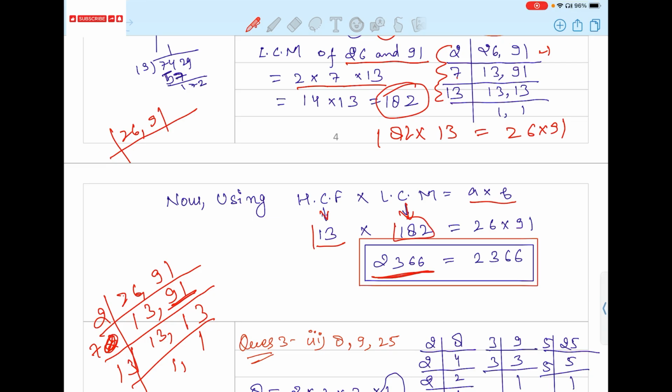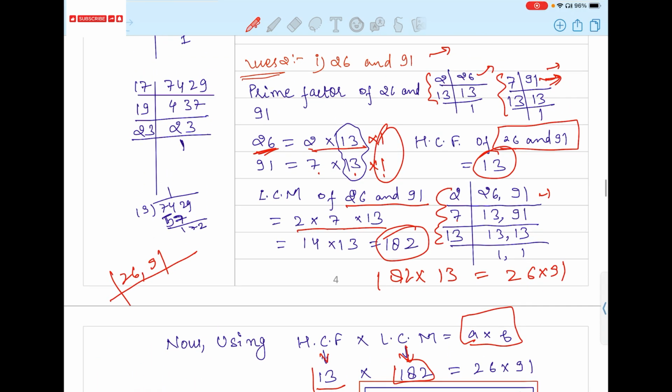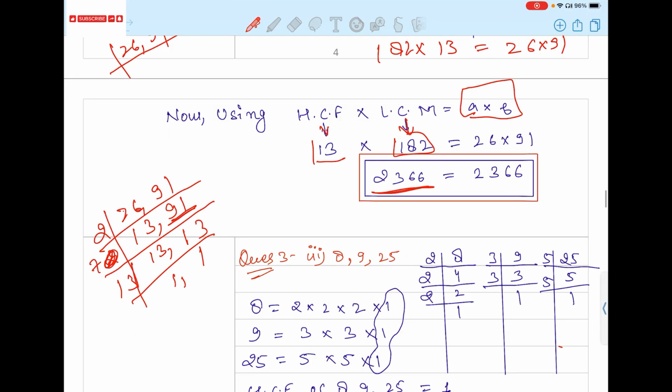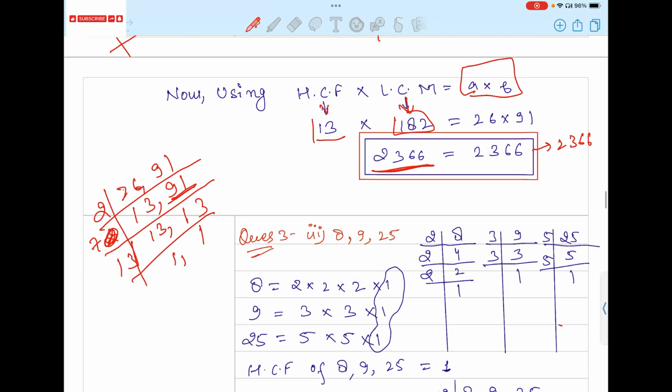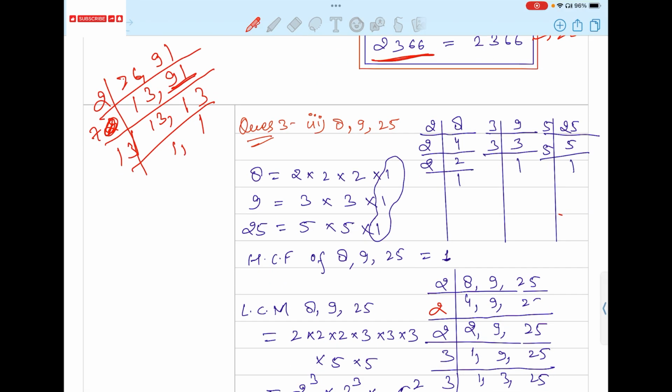And similarly, the product of those two numbers, 26 and 91, what do we get? 2366. Okay, now let us do the prime factorization of 8, 9, 25. The prime factors of 8 will be 2 into 2 into 2 from here. Okay, do this yourself at home.